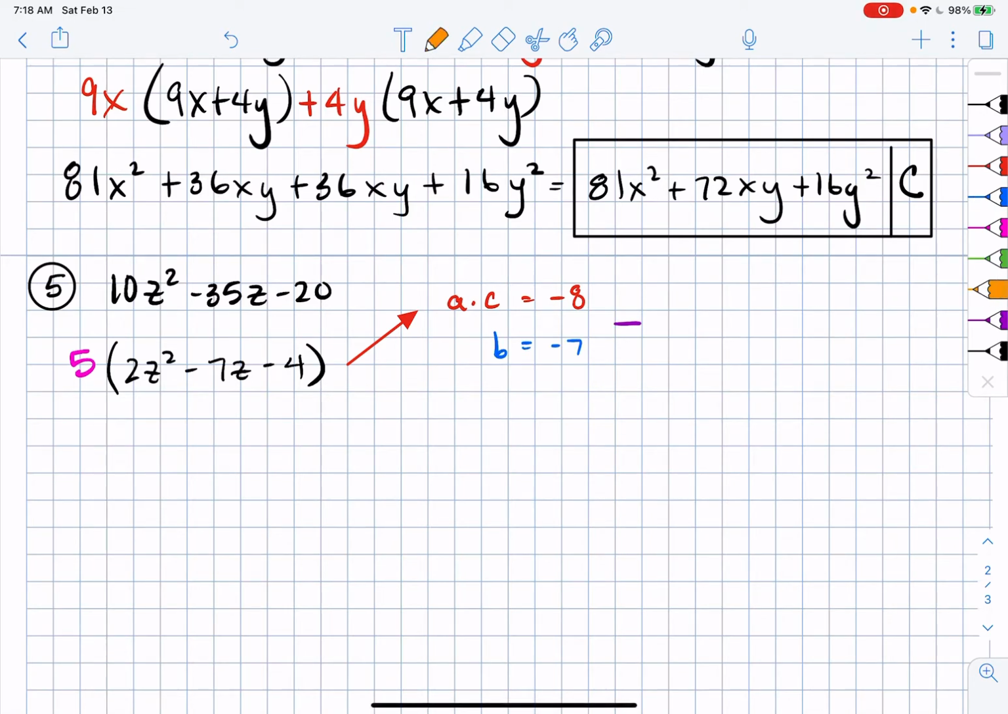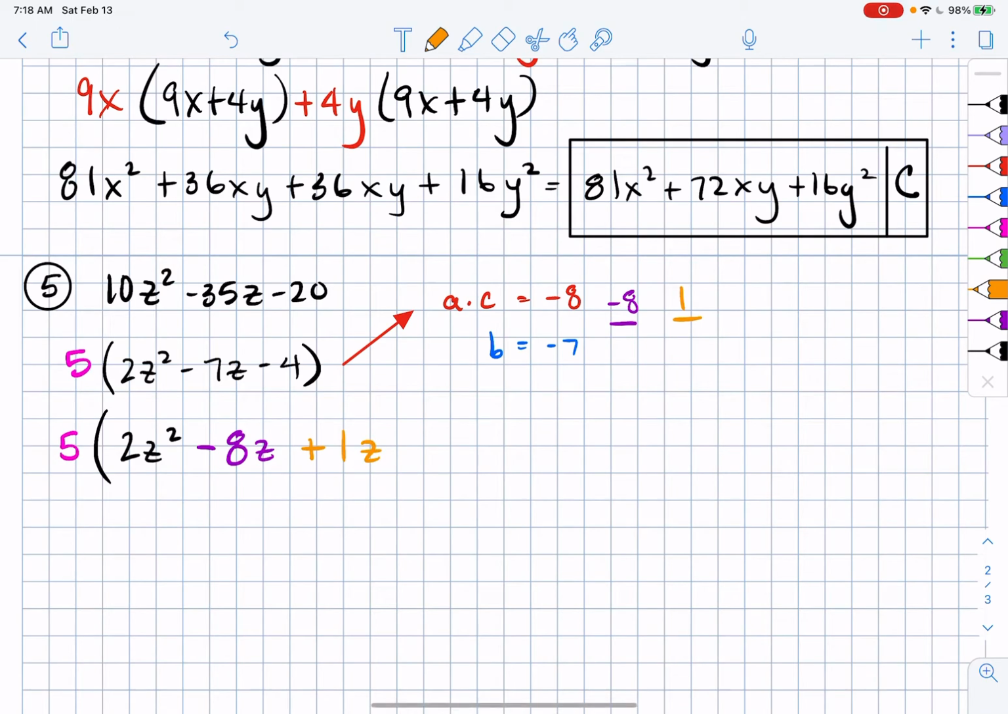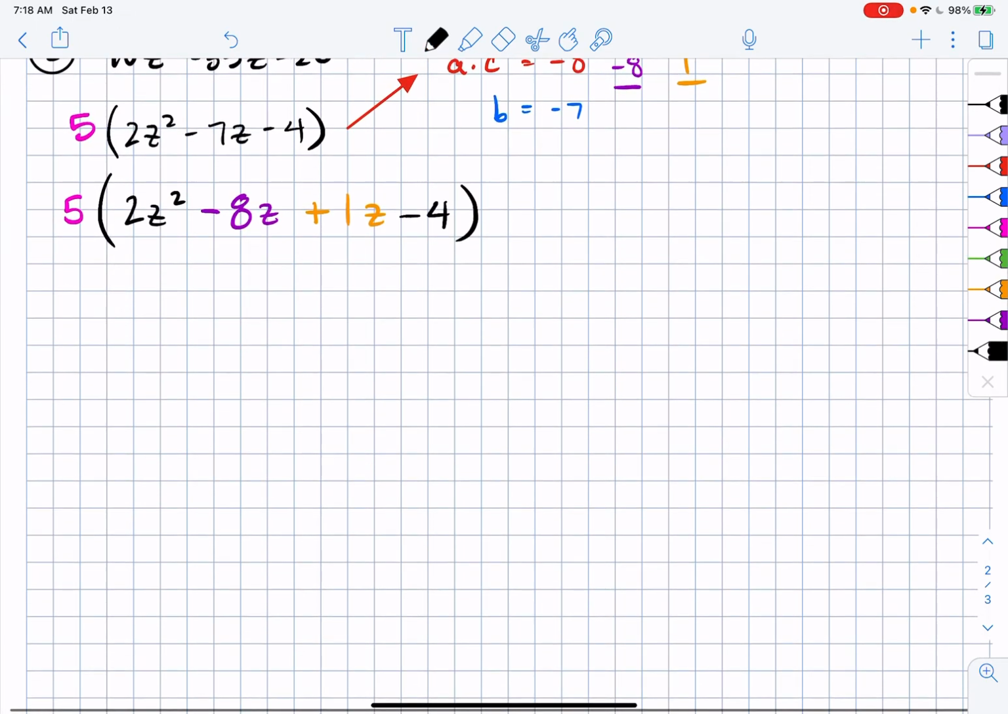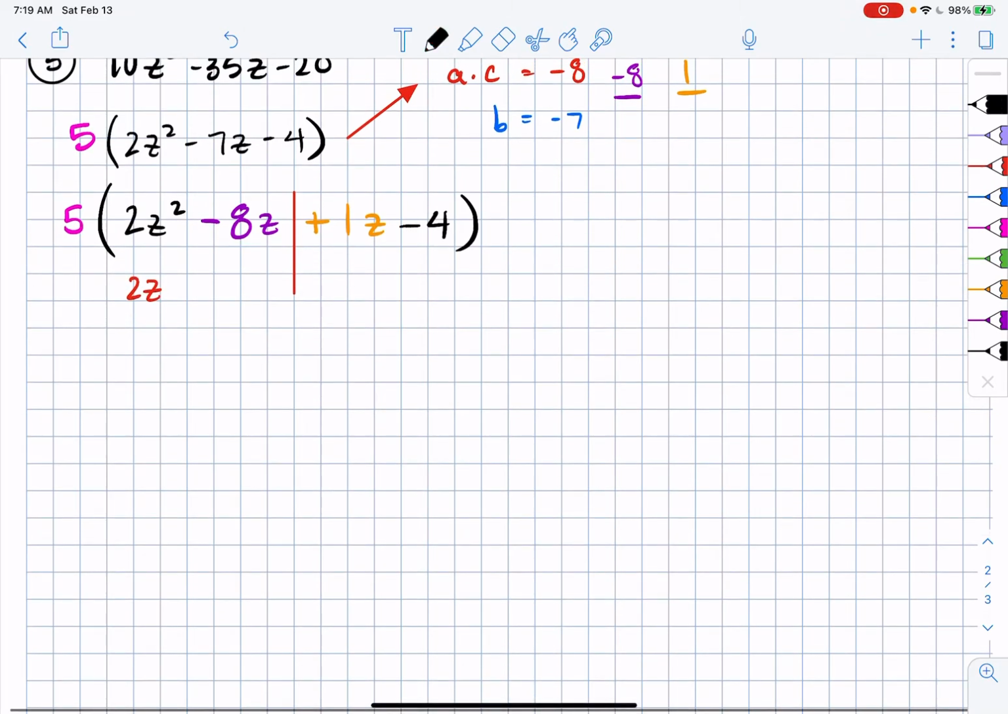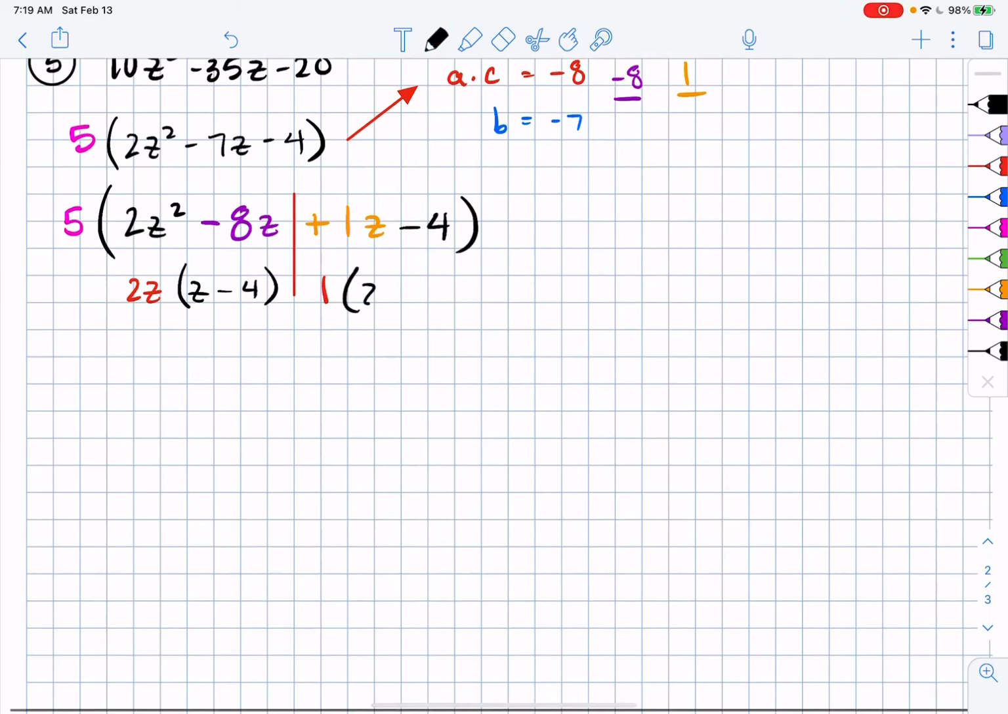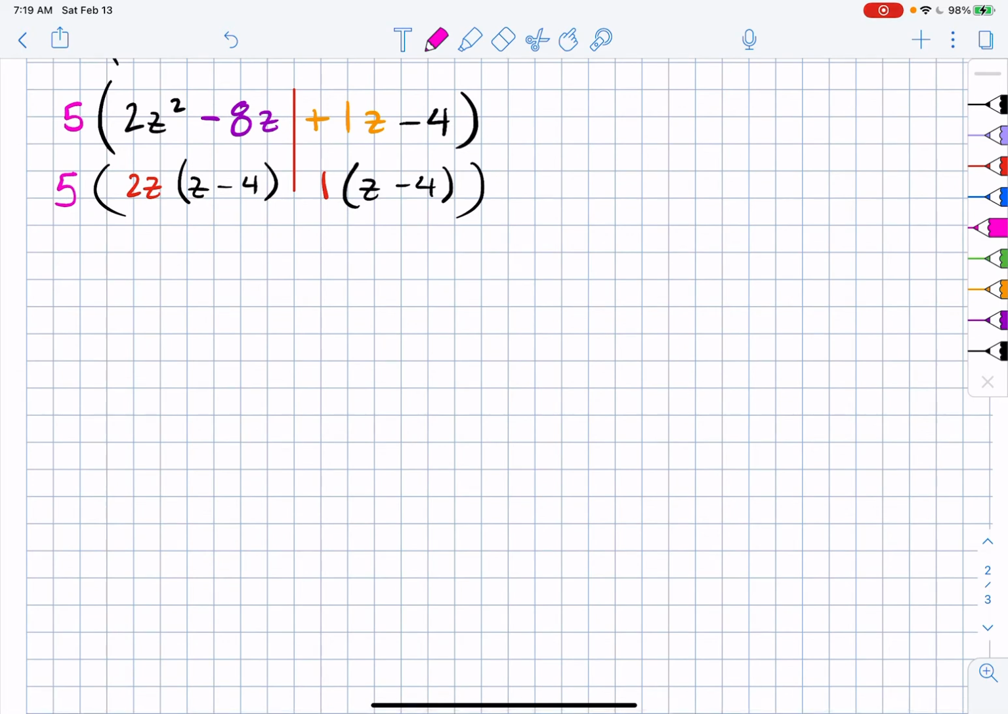So my two numbers are going to be negative 8 and 1, because negative 8 times 1 gives me negative 8. Negative 8 plus 1 gives me negative 7. So the GCF stays right there. And what I'm going to do is split the middle term with these two things. So I have 2z squared minus 8z plus 1z, then minus 4. Okay, so I now got 4 terms to split down the middle. My GCF in the first group is a 2z, leaving me with z minus 4. And my GCF of the second group is just a plain old 1. There's nothing else to take out, so it's going to be z minus 4 as well, with that 5 still outside.